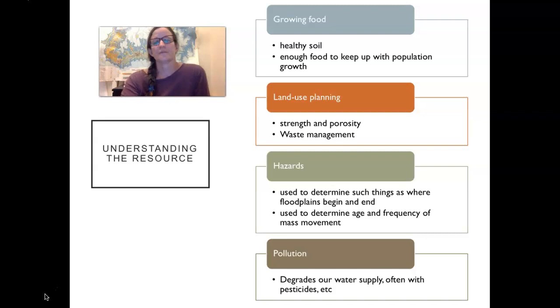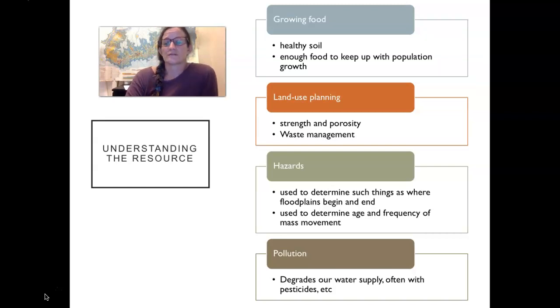Okay, so let's think about that resource. Soil is interesting because it can be a pollutant if it gets into waterways, but also soil is one of our most important resources. Growing food, keeping that healthy soil. We have to have enough food to feed growing populations. We need to think about soil.